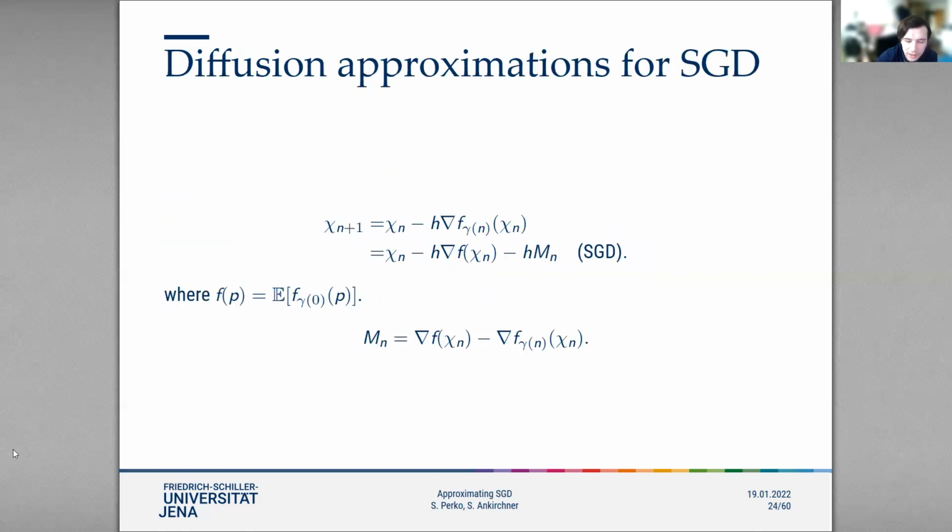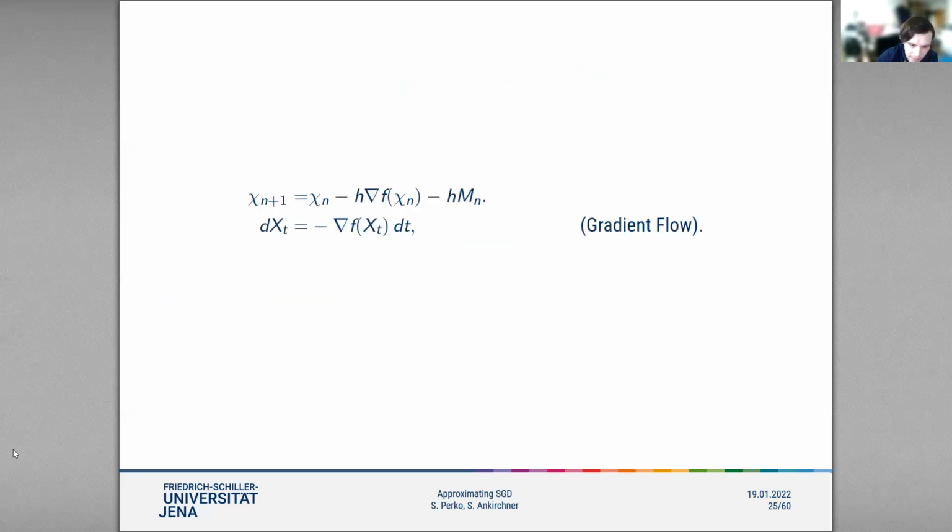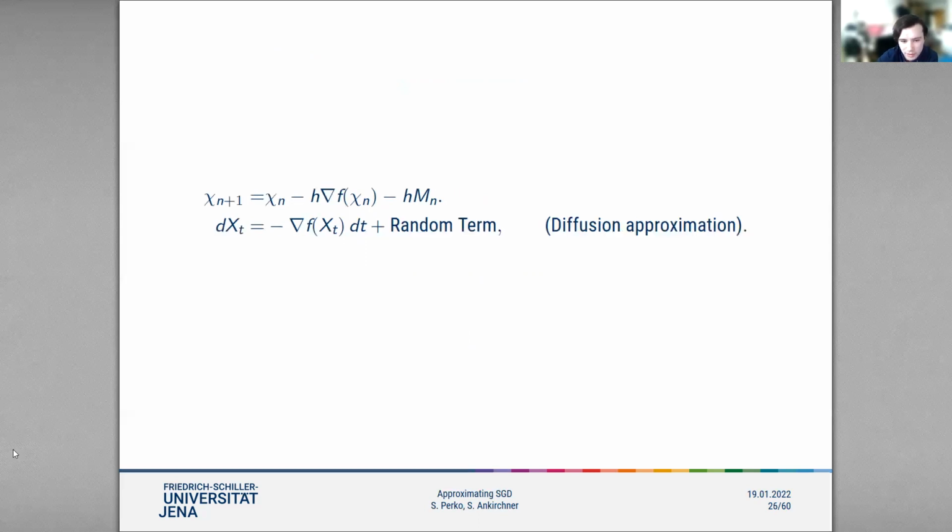So here are again our SGD iterations, and they are decomposed into the average gradient and this M_n term, which measures the difference between the average and the sample gradient. Now, we don't necessarily look at linear regression. Many of these things work for nonlinear problems as well. And this first negative gradient of f term is well modeled by gradient flow. But now we also want to incorporate this M_n term in continuous time. So we should add a random term to our equation in some sense. And this we will call the diffusion approximation.